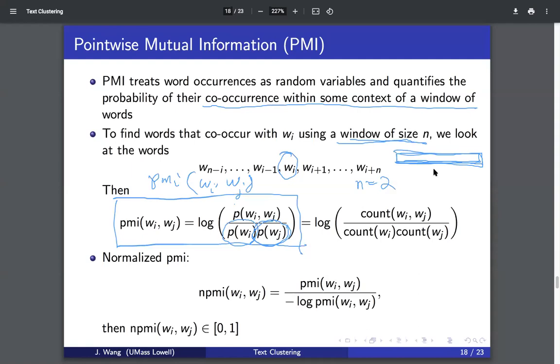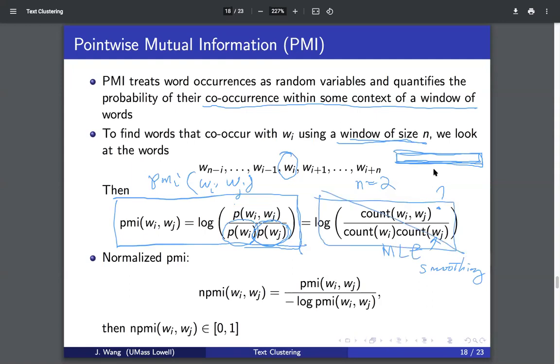I'm not sure this is correct though, so I need to check this. But this is the definition. For the estimate, you use the maximum likelihood estimate, is it equal to this? We probably don't want to use maximum likelihood. Instead, we should use a smoothing technique to come up with this. So we don't want to use this now.